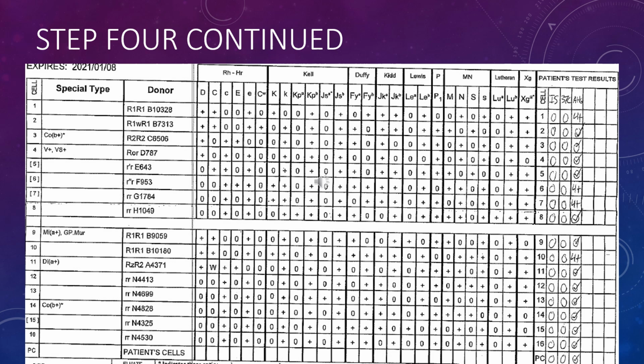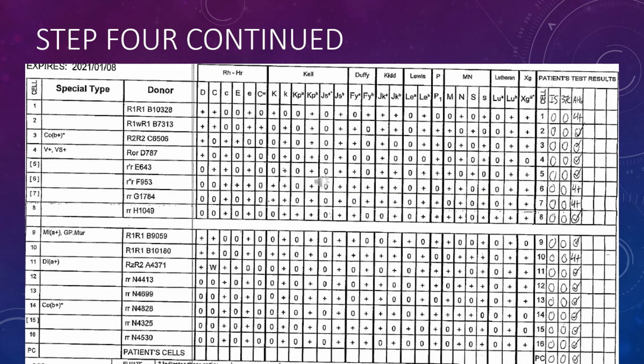There's a few elements I want to point out first about antibody panel anagrams. Along the left-hand column, we have a number for each cell that helps us identify which cell is tested and can help in dialogue when you're discussing panels with someone else. You'll see that these cell numbers are also present on the right-hand side before our immediate spin, 37, and AHG reactions are recorded.